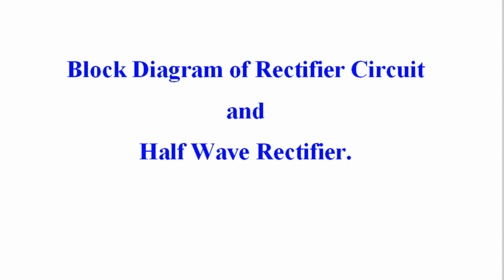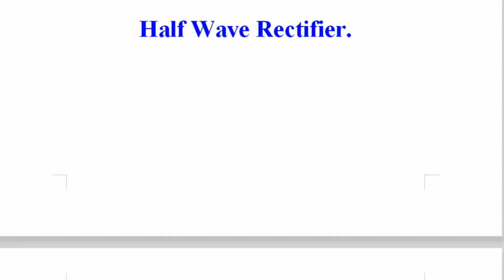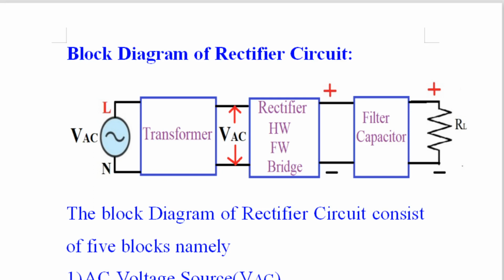Students, today we are going to study the topic called block diagram of rectifier circuit and half-wave rectifier. So today our focus will be on the block diagram of rectifier circuit and half-wave rectifier. You might have heard that a rectifier circuit is an electronic circuit which converts AC voltage into DC voltage. And today we are going to study in detail all the various blocks of the rectifier circuit and the half-wave rectifier.